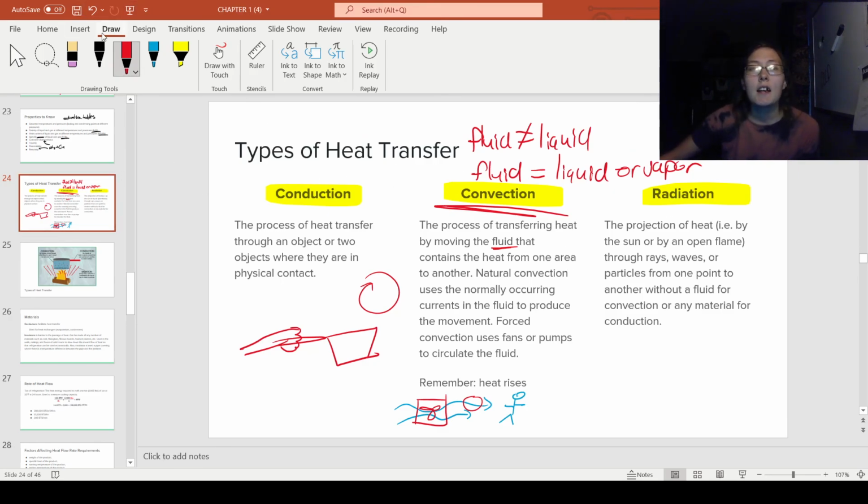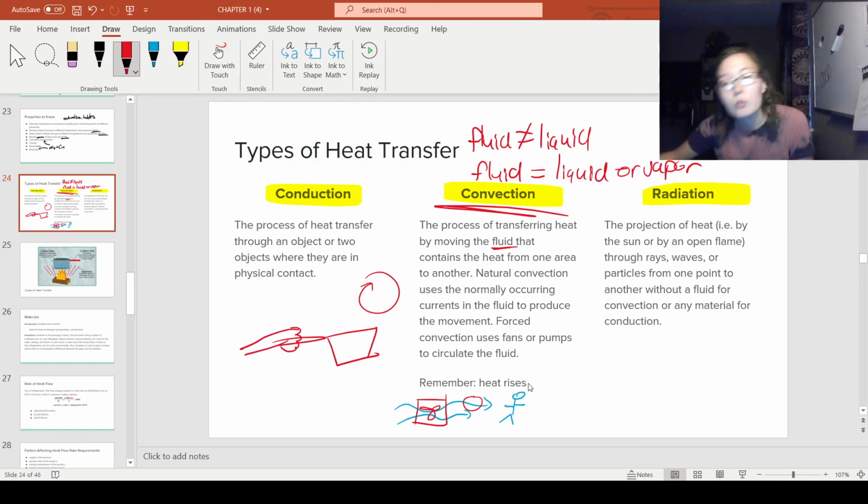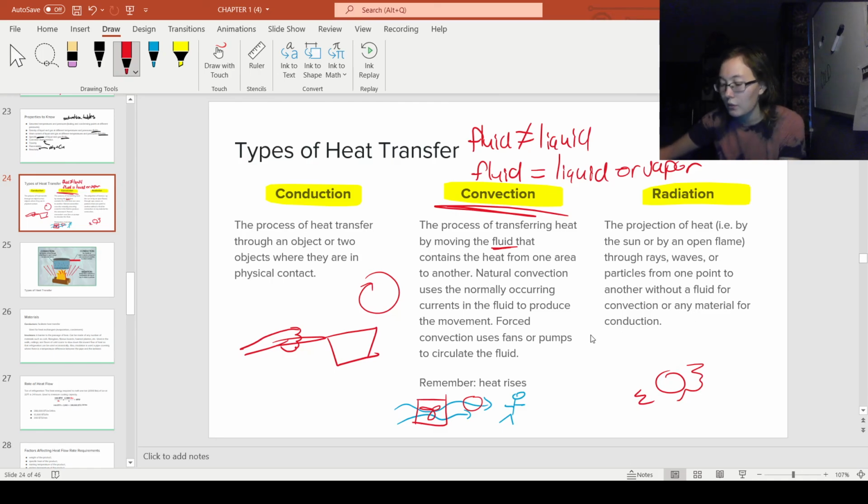And then also radiation. Radiation, a little more complicated, but basically you just need to know that radiation is the projection of heat by the sun or by an open flame through waves, rays, or particles from one point to another without fluid or any other material, unlike conduction, right? It's just rays in the molecules, okay? So the sun, that's a really crappy sun. It's kind of like a lion. There we go. Sun.